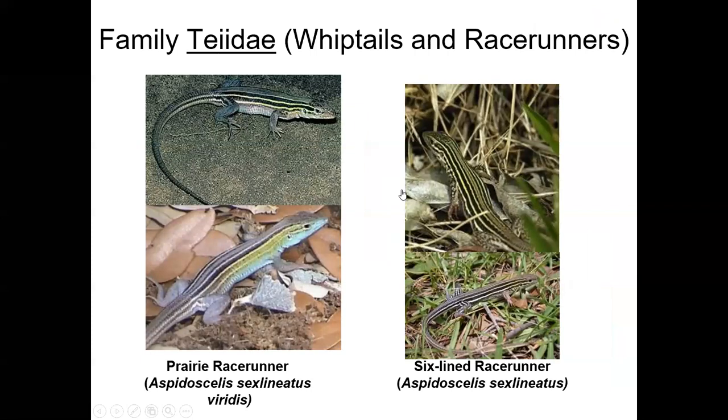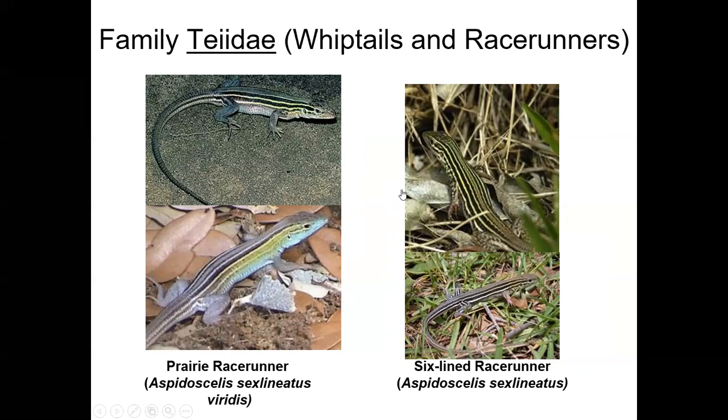Let's move on to our family Teiidae. These are our whiptails and racerunners. 110 species in this family. Again, when you're looking at these lizards, they have pretty long, slender bodies with very well-developed limbs. Oftentimes, members will have yellow stripes on their body. Males tend to have a blue chest during the breeding season, or it can be green. The color varies with different species and subspecies.